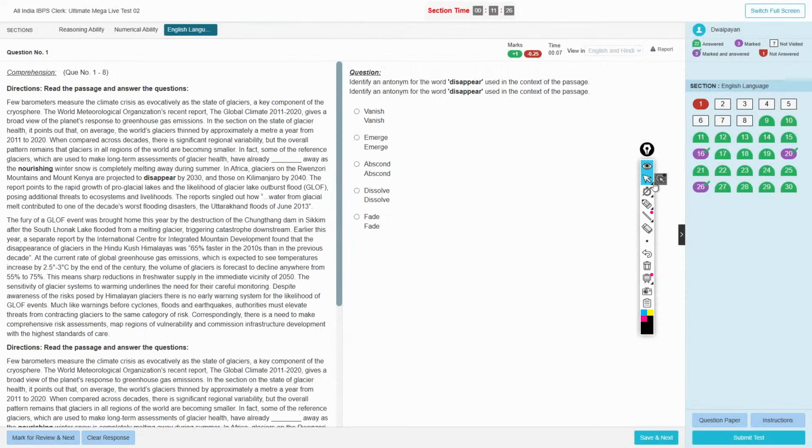Now, few barometers measure the climate crisis as evocatively as the state of glaciers, a key component of the cryosphere. The World Meteorological Organization's recent report, the Global Climate 2011-2020, gives a broad view of the planet's response to greenhouse gas emissions. In the section on the state of glacier health, it points out that on average, the world's glaciers thinned by approximately a meter a year.